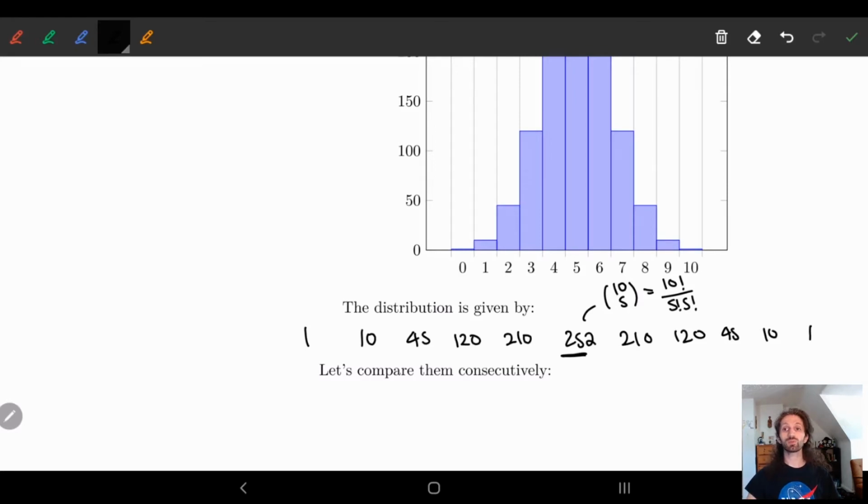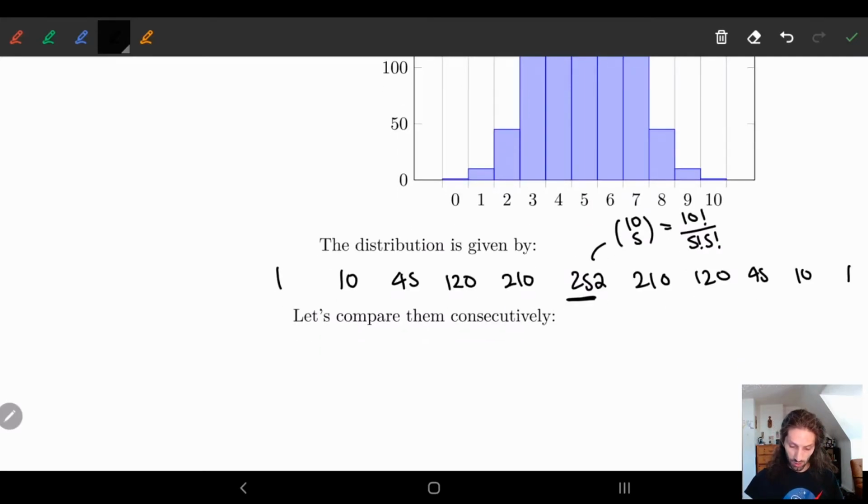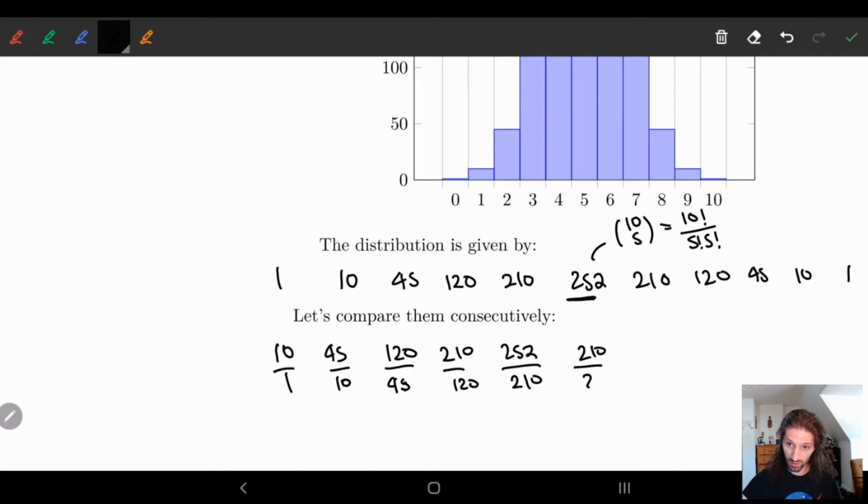Since we're looking at odds and comparing things, let's look at them comparatively. If I look at 1 compared with 10, if I divide the two, I'll get 10 compared with 1. If I look at the next one, I'll have 45 over 10. Then I'll have 120 over 45. Then 210 over 120. Then 252 over 210. Then 210 over 252, 120 over 210, 45 over 120, 10 over 45, and 1 over 10. So these are the ratios between them.